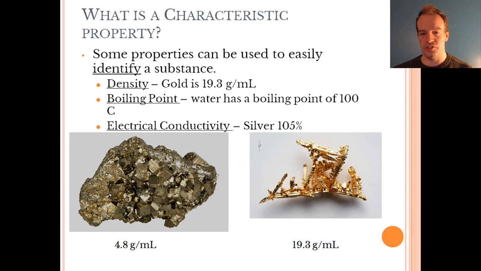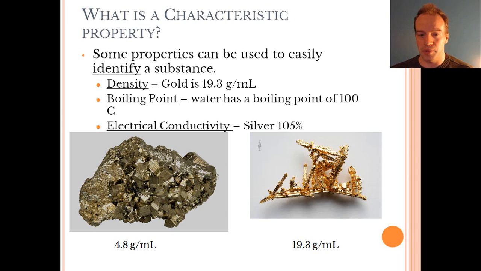And we can use properties to identify substances, what things are. And when we do that, that's called a characteristic property. And density can be a characteristic property. All metals have different densities. So if we can figure out the density of a substance, we know what element or what metal that is.